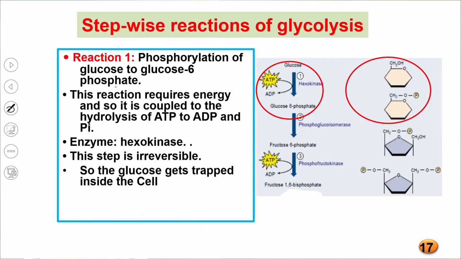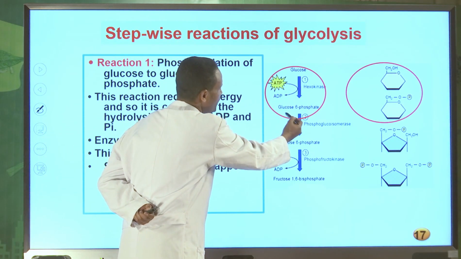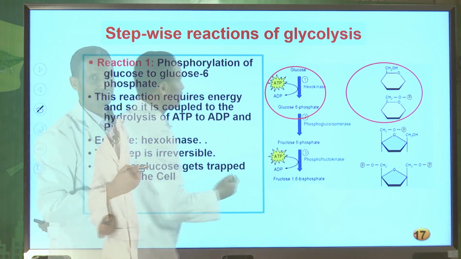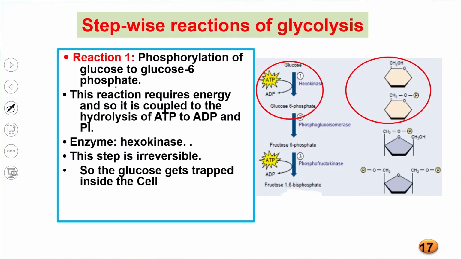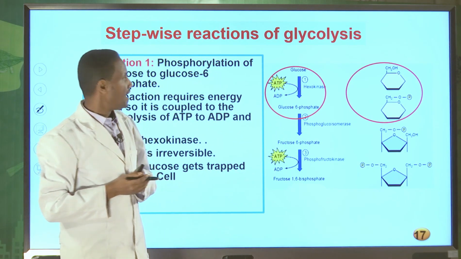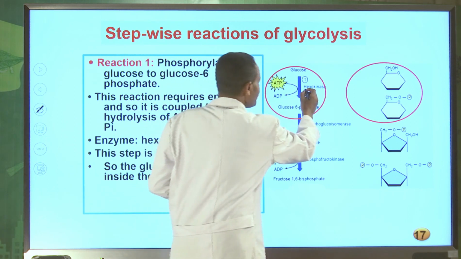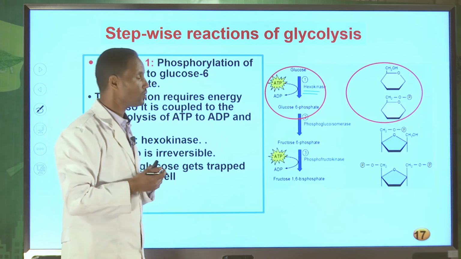Stepwise reactions of glycolysis. Reaction 1 is when glucose is converted into glucose 6-phosphate. This is the structure of glucose, which is used for the process of cellular respiration or glycolysis. In reaction 1, glucose is converted into glucose 6-phosphate. At this time, 1 molecule of ATP is consumed, and the reaction is facilitated by the enzyme called hexokinase.